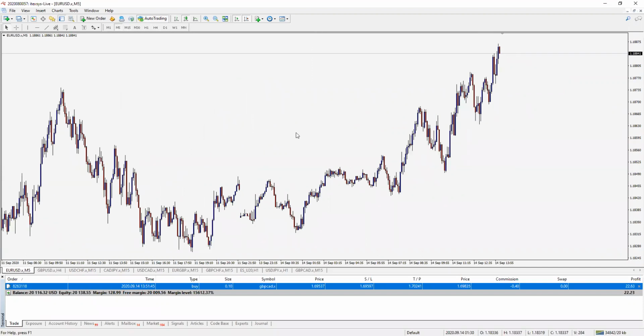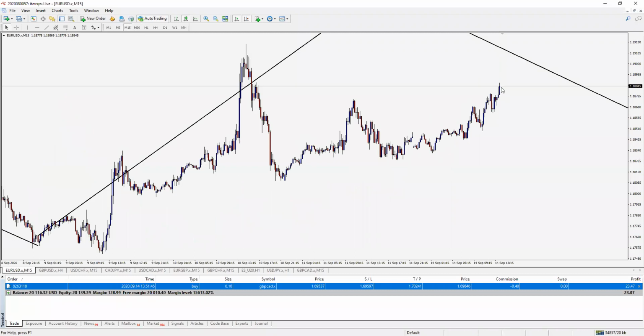This is the 5-minute chart, and my conclusion will be the same. I don't see any perfect setup to buy or to sell in order to take some 15, 20 pips as an intraday position. That's not the situation here.